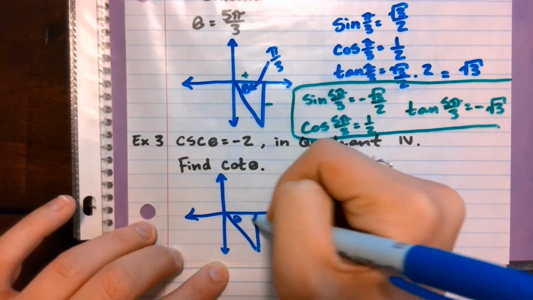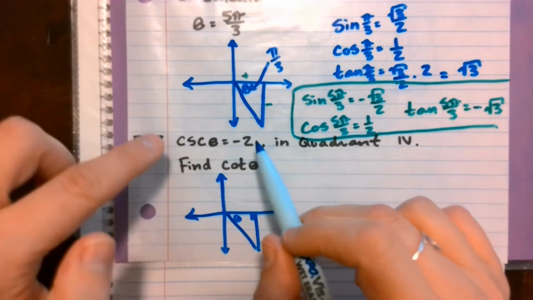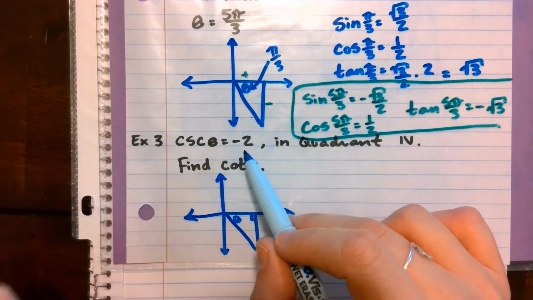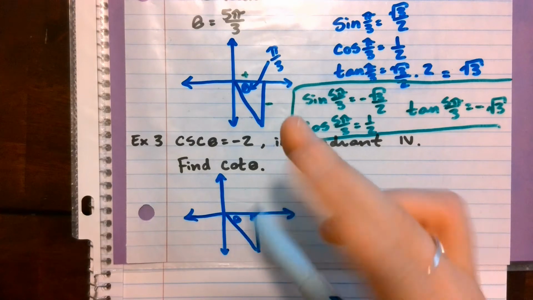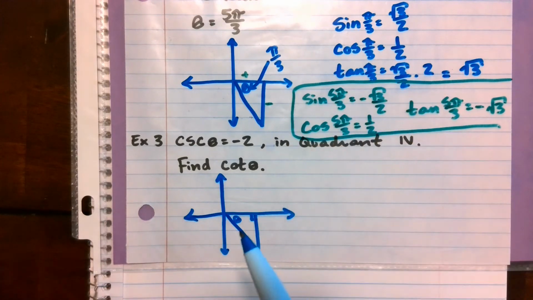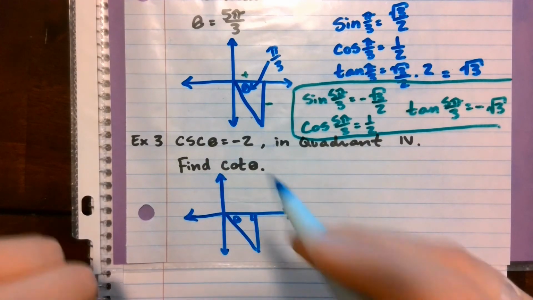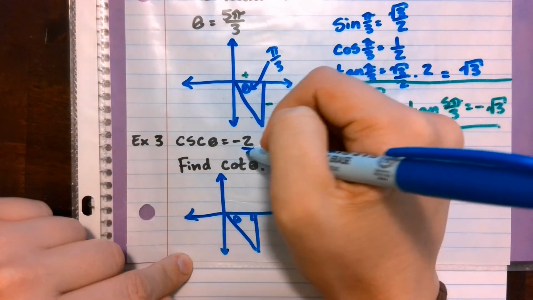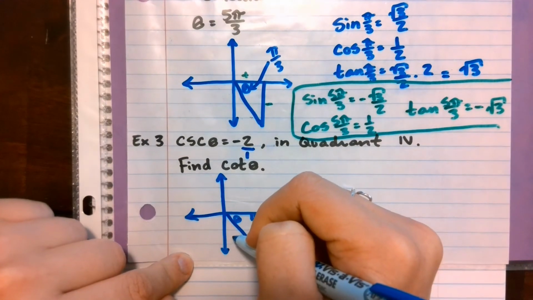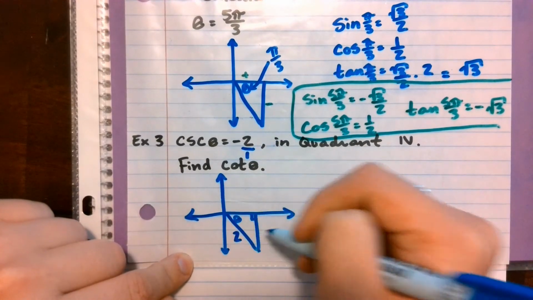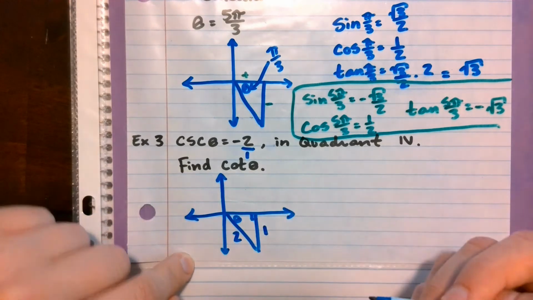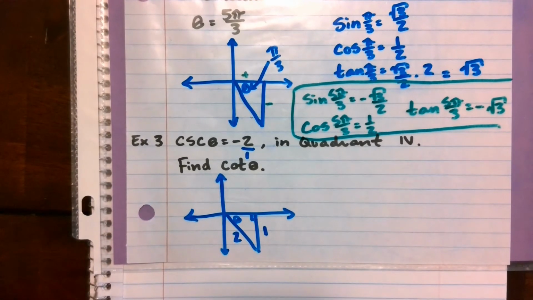We've got our theta. If we know that the cosecant of theta is -2, remember that it is the reciprocal of sine. So if sine is the opposite over hypotenuse, cosecant is hypotenuse over opposite. So that means that my -2 over 1 is going to be talking about the hypotenuse and then also the opposite, so that 2 and 1. Remember that the negative could apply to either part of this.